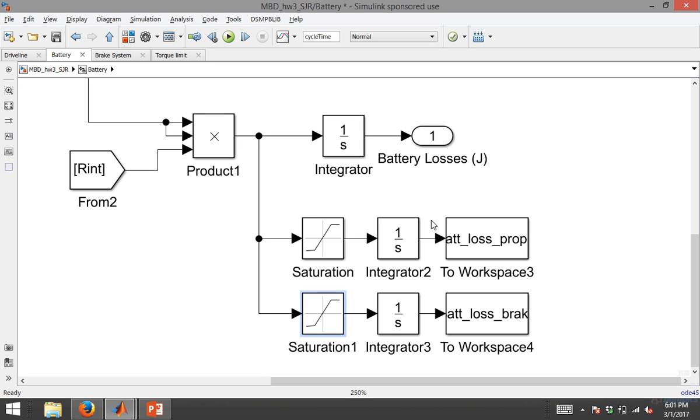Then we're really only looking at what's coming into the pack and what's going out of the pack. So when you have regen braking, you can clearly see losses associated with regen braking because it's going to be charging the pack back up. And then you can see what losses are associated with propelling the vehicle.